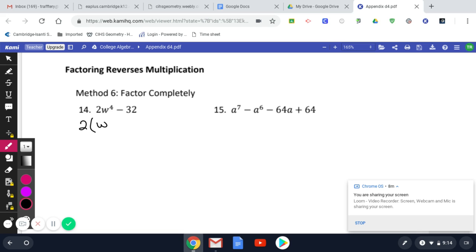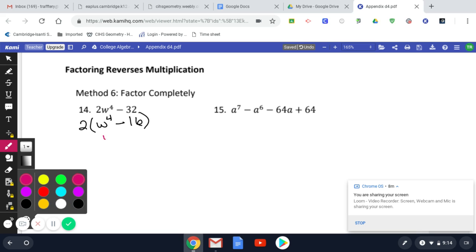That then leaves me with w to the fourth minus 16. Now, what you have to catch, and this is where the trick is, do you recognize, do you see this as w squared minus 4 squared? Then that becomes the difference of squares. So then we can leave the 2 out in front, and then the difference of squares is w squared minus 4 times w squared plus 4. That's the trick to keep going. You have to keep going.